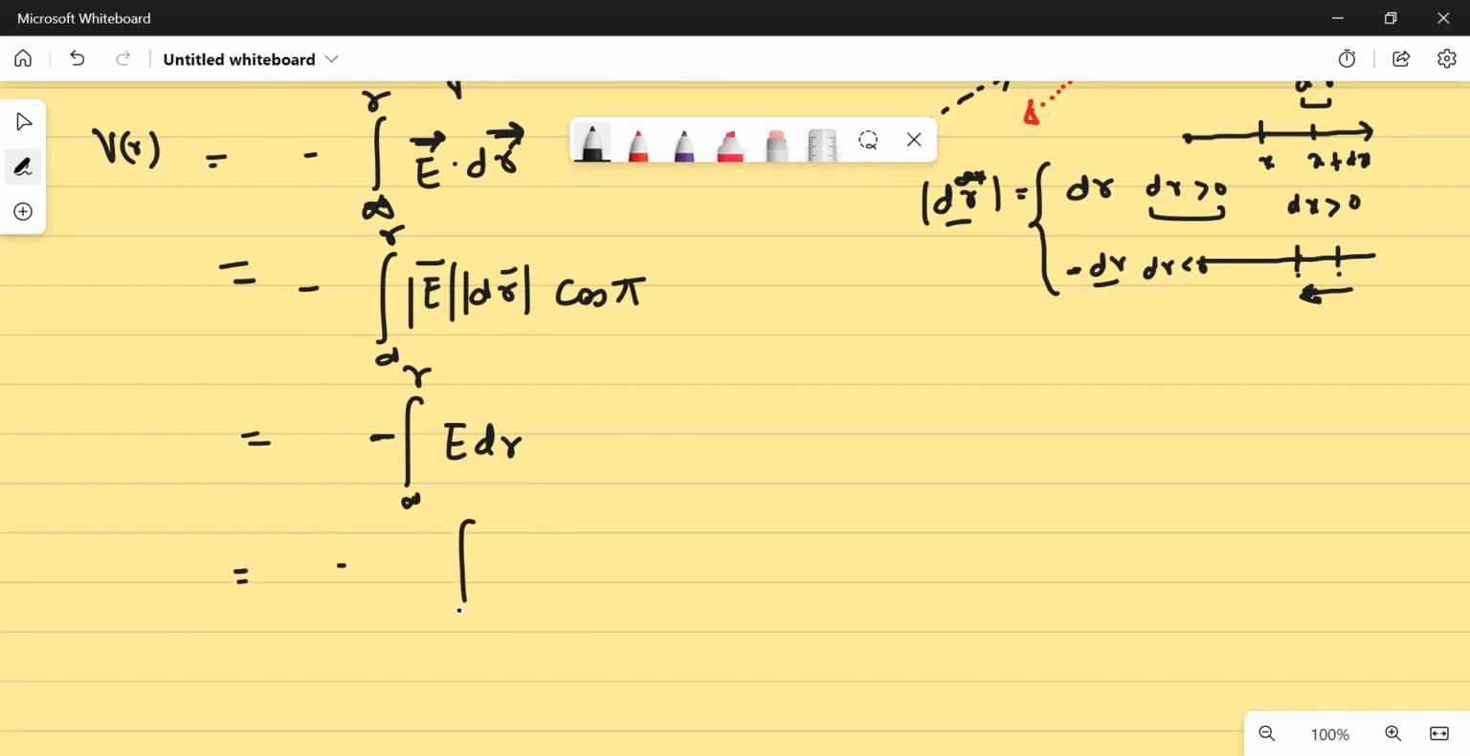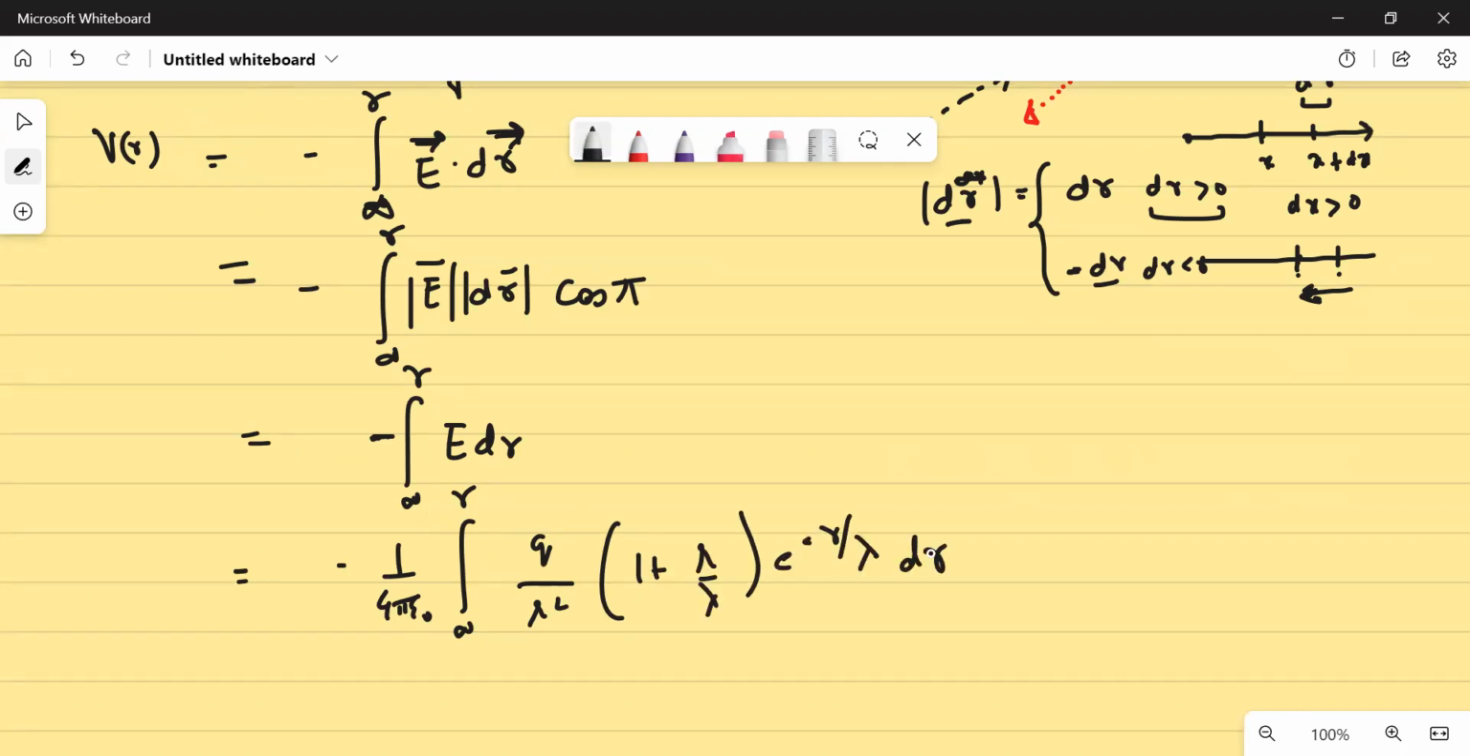Yes, sir. Nice, sir. Anna, try to write this. And if you want to write r dash also, it's fine. If you don't want to write r dash and it's clear to you, then I'm not going to place all those things. So it is 1/(4 pi epsilon naught). And then you have q, and I think you have this r square, and then you have 1 plus r upon lambda, and you have e to the power minus r upon lambda and this dr.